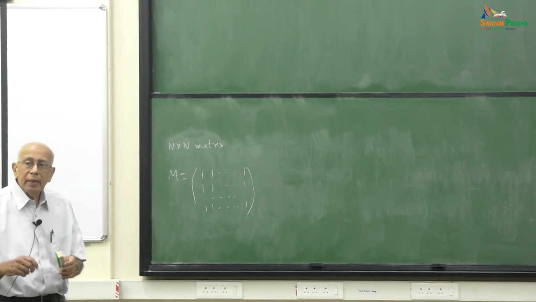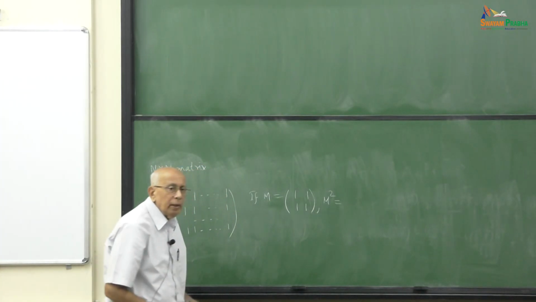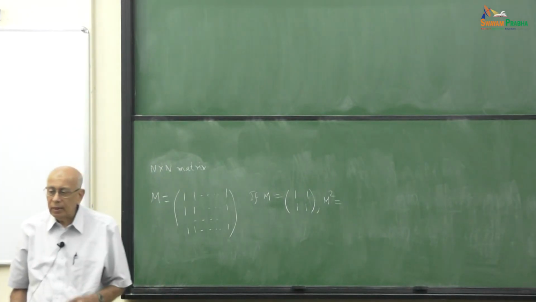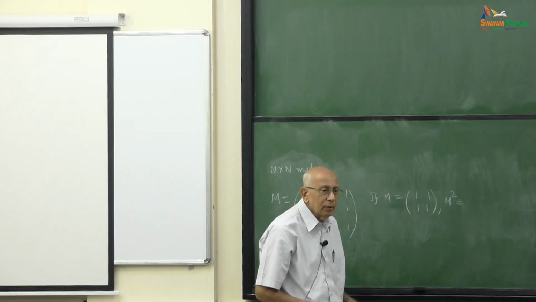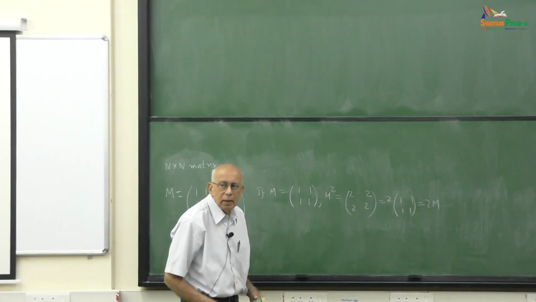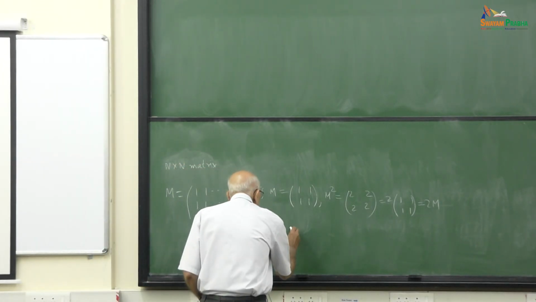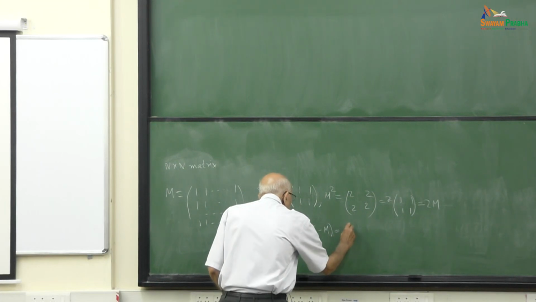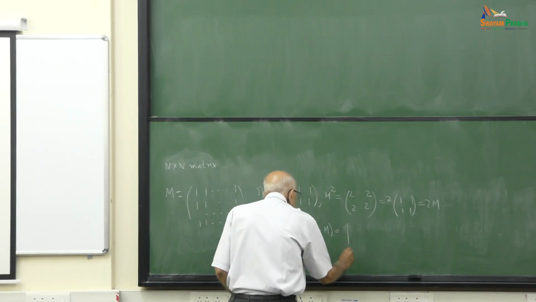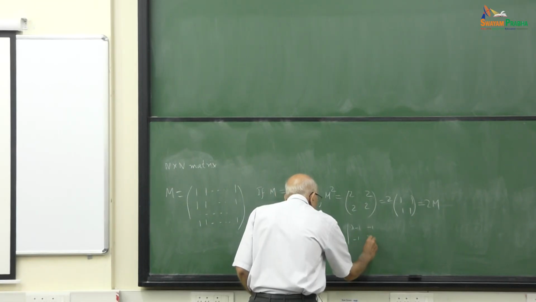Well, let's take a simple case, find it, and then see if we can generalize this. If M is a 2 by 2 matrix, 1, 1, 1, 1, what is M squared? What are the elements of M squared? 2, 2, 2, 2. It's equal to 2M. We can find the eigenvalues by writing the determinant of lambda I minus M, which is the determinant of lambda minus 1, minus 1, minus 1, lambda minus 1.